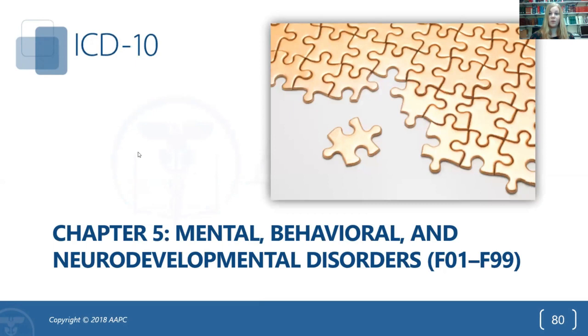Chapter 5 contains codes for mental, behavioral, and neurodevelopmental disorders. The codes in this chapter range from F01 through F99.